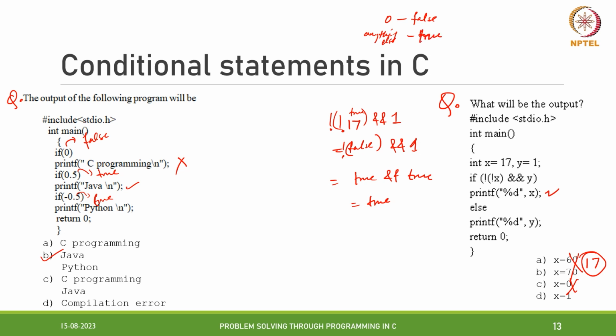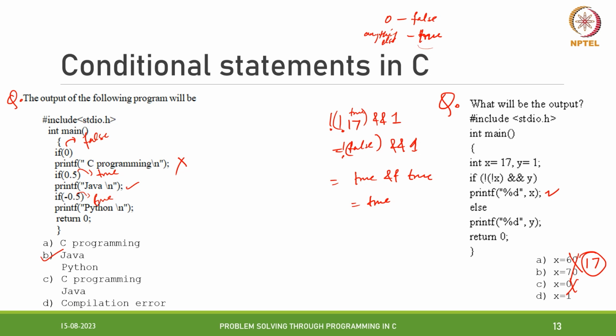Yes, sir. So 17 means it's true. Now not of true means it's false. Now again, not of false means it's true, because what not does is it reverses the value. So earlier it was 17, which was true. Now it became false. Now again there is another not, so it will become true again, and then you will have the AND operation with 1. 1 means it's true again. So true and true will give you true.